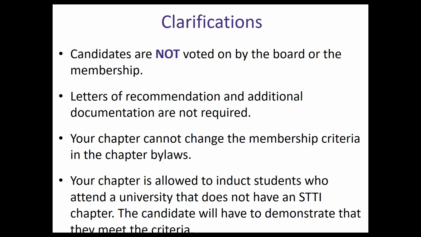Your chapter is allowed to induct students who attend a university that does not have an STTI chapter. This is meant to be, again, kind of that one-off exception. So if you have a student who has heard of the organization, has heard of your chapter, doesn't have a chapter at their university, but really wants to become a member, they could then approach you and demonstrate that they have met the criteria through that proper documentation, and your chapter would be allowed to invite them. If there's an instance where you have the whole program, then we would encourage that program to work to start a chapter. So again, this is just meant to allow the chapter to induct 1 or 2 people from that school, not to be responsible for verifying the eligibility of 100 additional students.